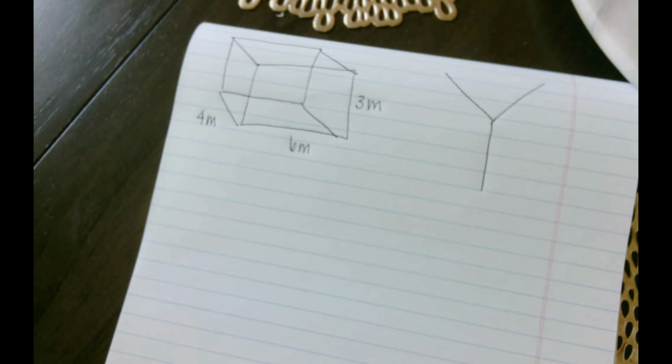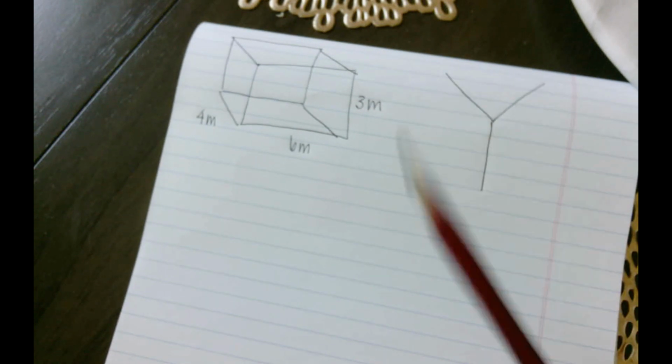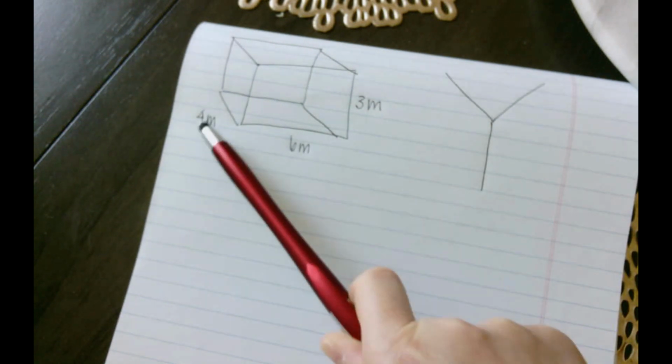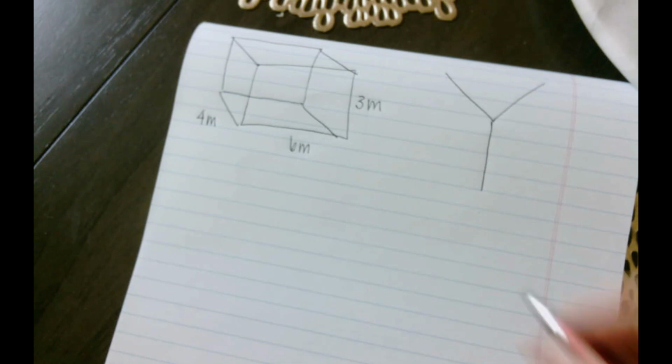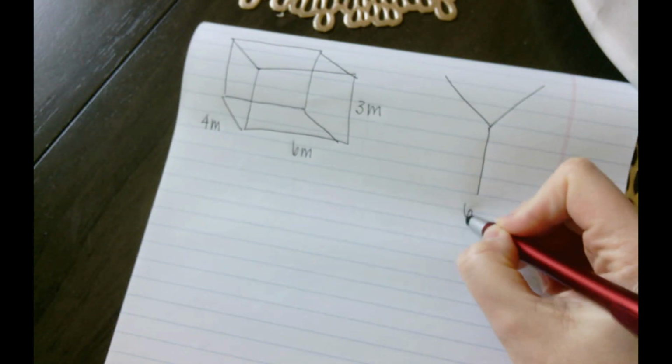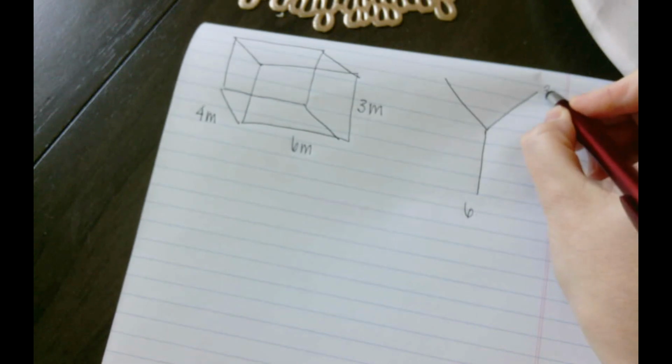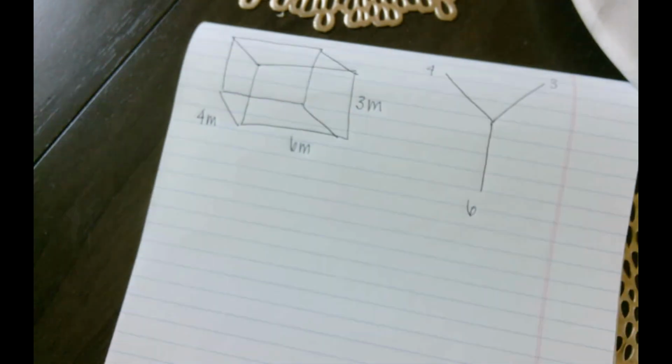So I have my rectangular prism already drawn, and I automatically draw my Y right away. That just helps me right away. At the end of each line on my Y is where I write my dimensions. So I'm going to put 6 down here. I'm going to put my 3 over here and my 4 over here. It does not matter where you put the dimensions because you're multiplying everything together anyways.